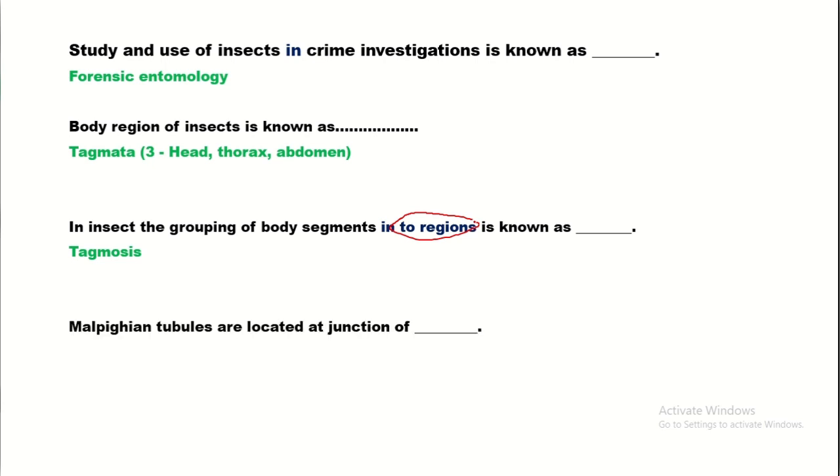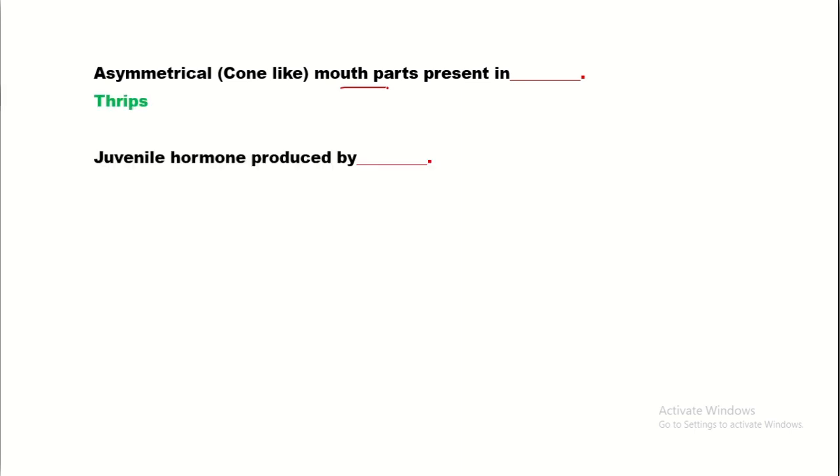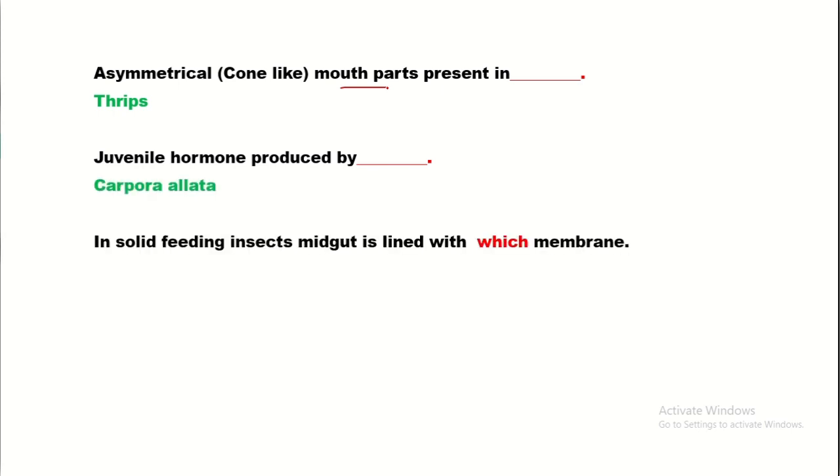Malpighian tubules are located at the junction of midgut and hindgut. In insect larvae, abdominal legs are also known as pseudolegs or prolegs. Asymmetrical or cone-like mouthparts are present in thrips. Juvenile hormone is produced by corpora allata.